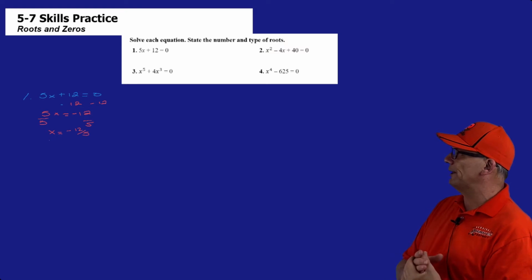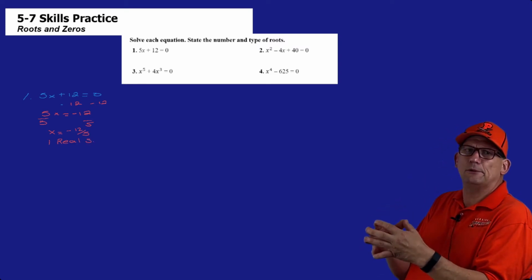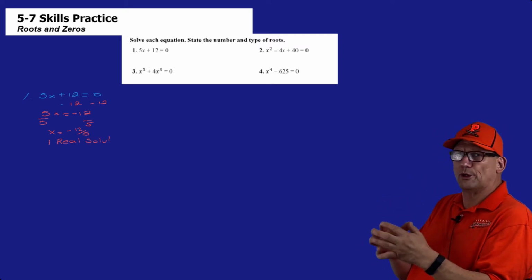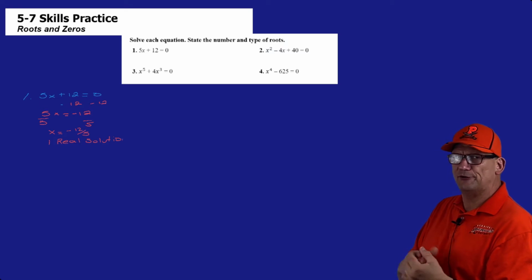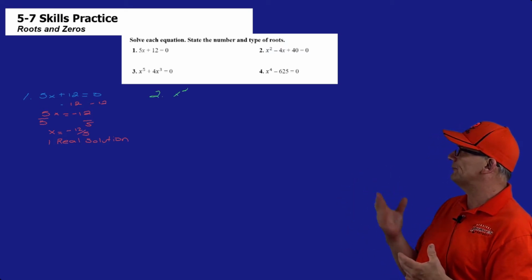So looking at number one, we got x equals negative 12 over 5. That is a solution. It is a real number. So you have one real solution. We know it's a linear equation, so you're going to have one real solution. All right, let's take a look at number two.